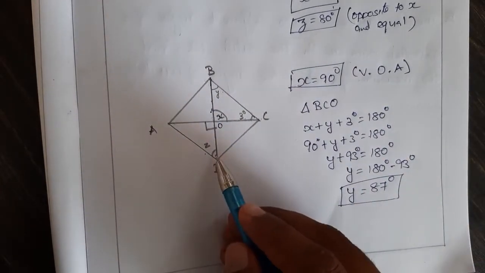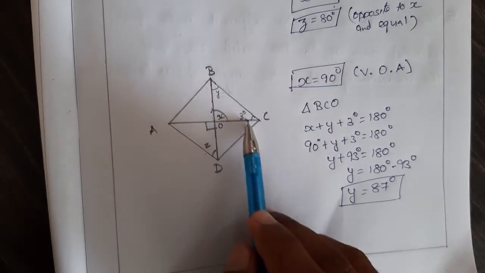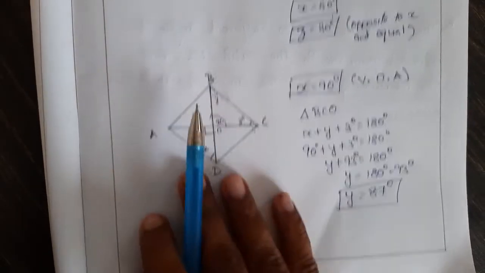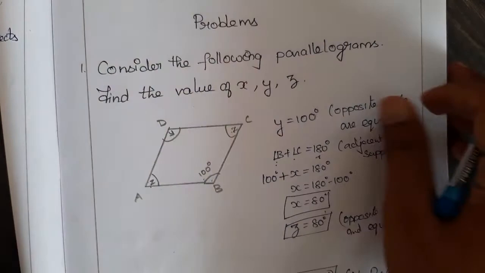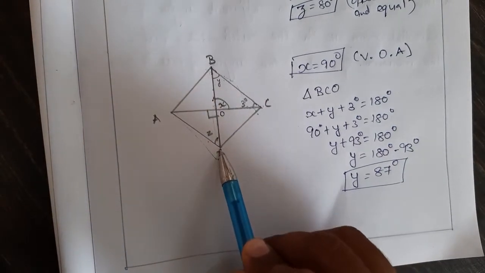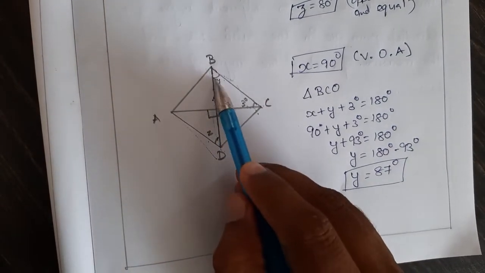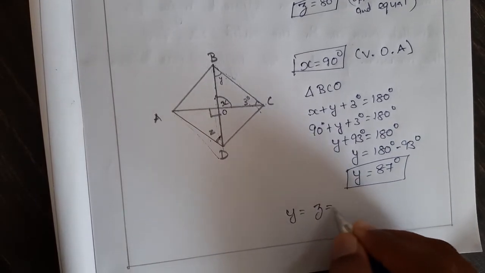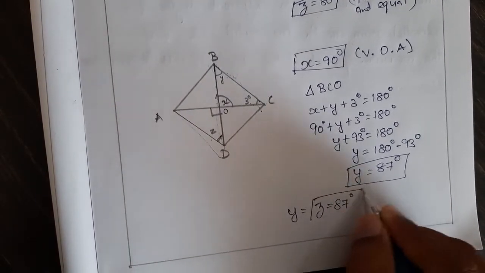So now we have to find z, right? We know that BC is parallel to AD, since in the question it is given that the figure is a parallelogram. And you remember that in a transversal, consider this BD as the transversal line. The interior opposite angles are equal, right? So y is equal to z, which is 87 degrees.